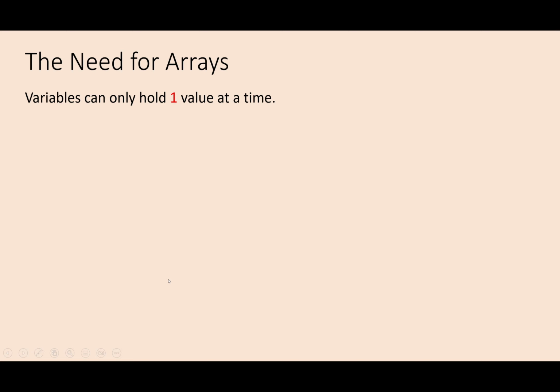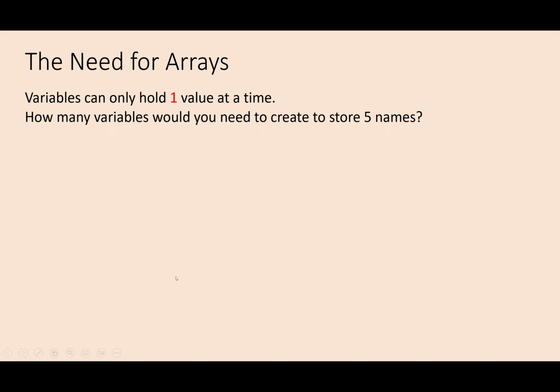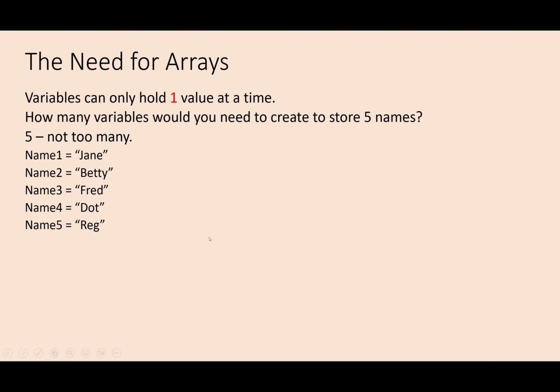So the need for arrays. Variables can only hold one value at a time. So if we wanted to store 5 names, how many variables would you need? Again, pause, have a think about that. So we'd need 5 variables. There we go, name 1, name 2, name 3, name 4, name 5. So we've created those 5 variables.